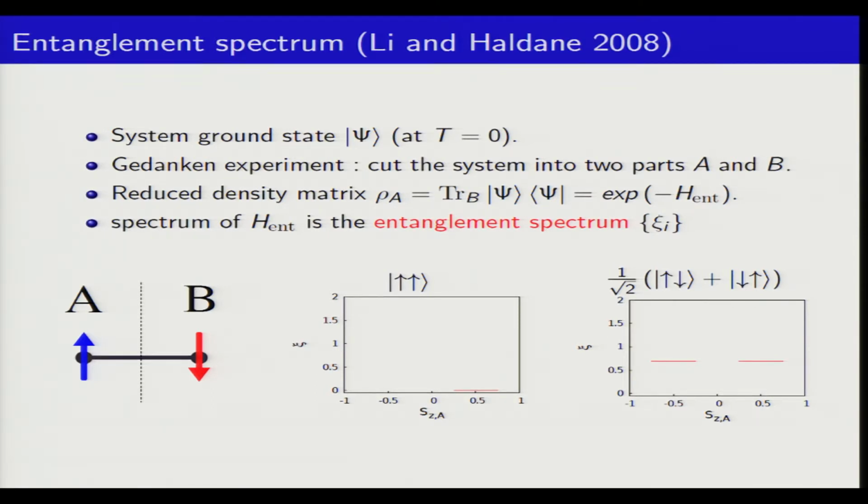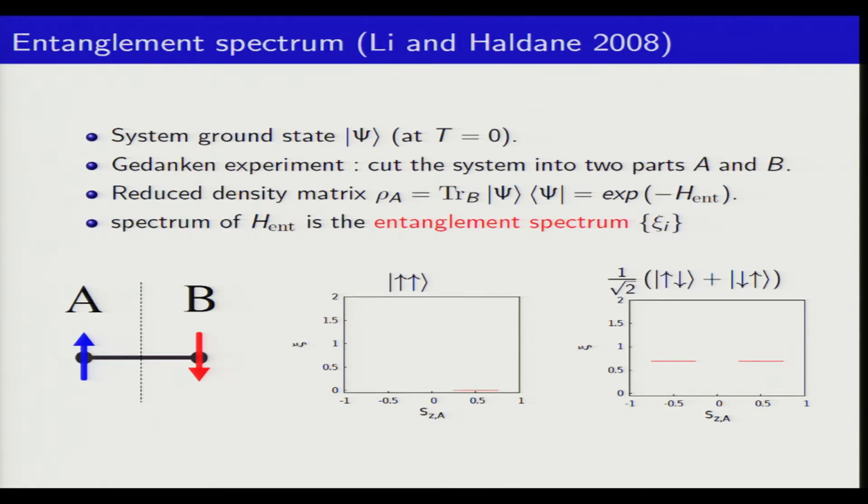So you have a very simple example here with two spin 1/2. And let's say you cut your system into two, so the left spin is going to be the part A, and the right spin is going to be the part B. You can compute the reduced density matrix by tracing out the degrees of freedom for the region B. So you take your projector onto the state psi, and you just trace over B. And you can rewrite this reduced density matrix as the exponential of minus some entanglement Hamiltonian. And the spectrum of this entanglement Hamiltonian is the entanglement spectrum, the xi_i.